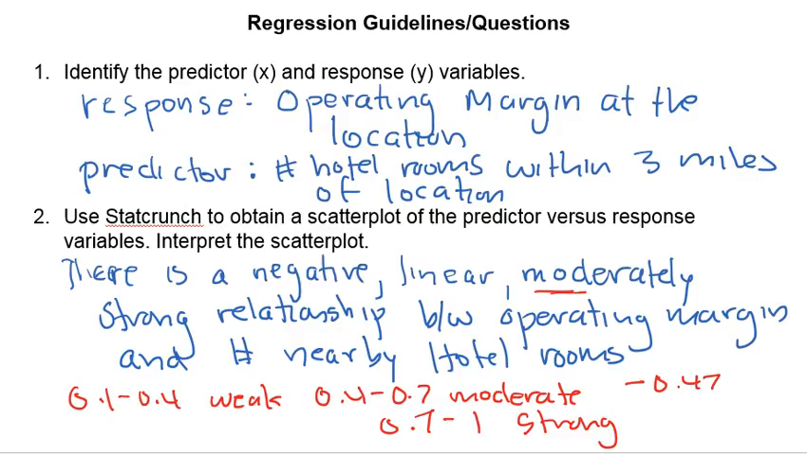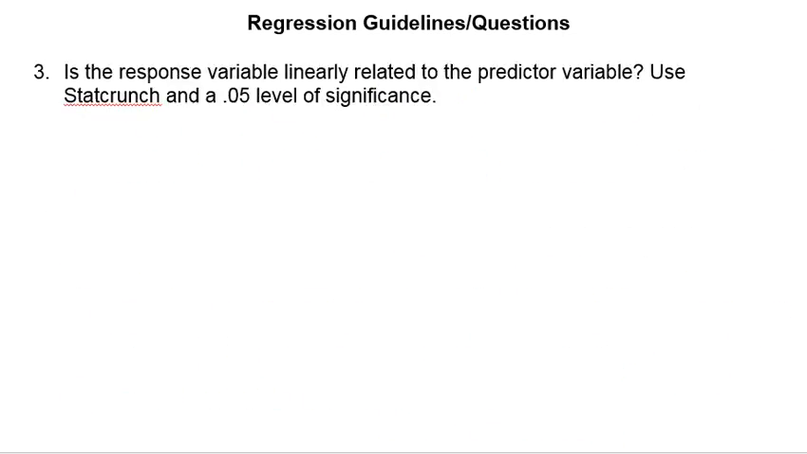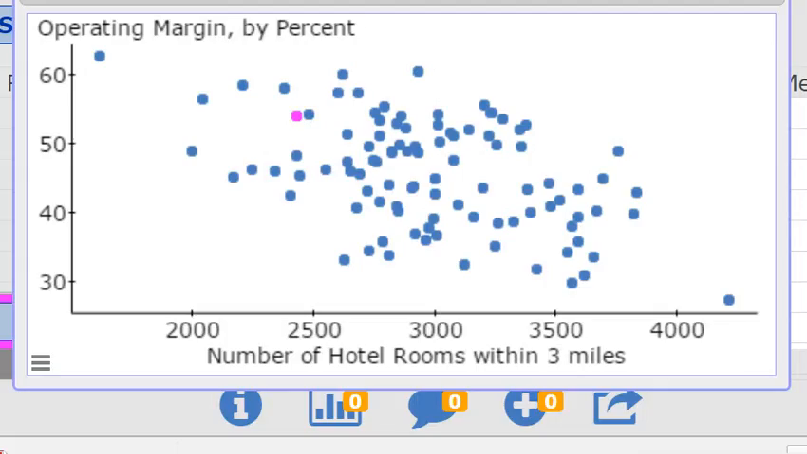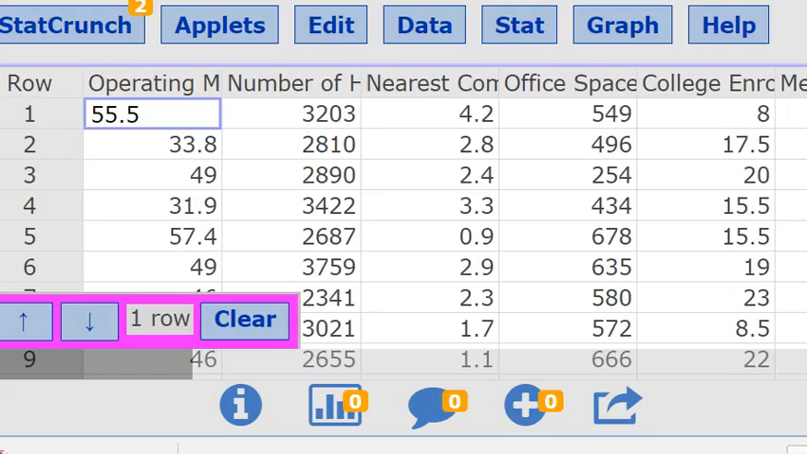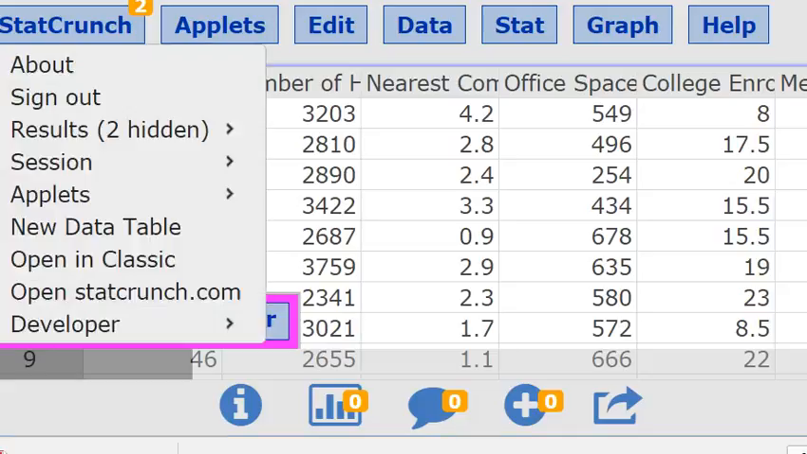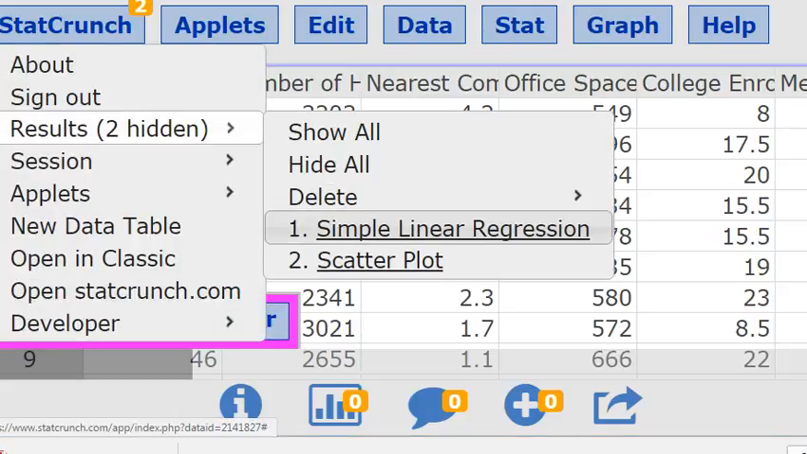Okay, let's take a look at the third item. It says, is the response variable linearly related to the predictor variable? For that question, we need to go back to StatCrunch, and let me get out of the scatter plot and get back into, just get off here. I think I'd escape maybe. I'm not sure how I get rid of that, but we'll figure it out. Anyways, get back to the linear regression.